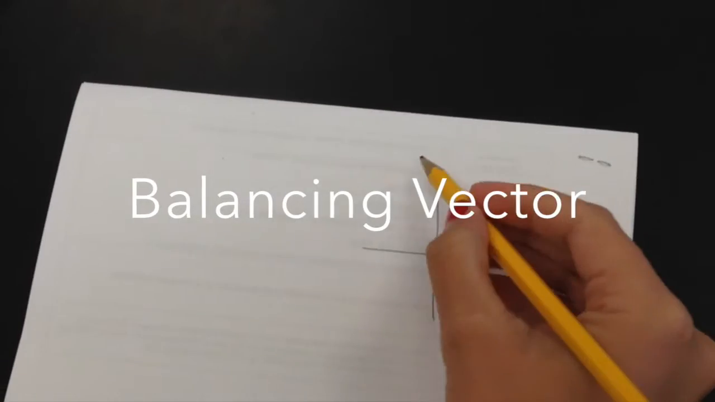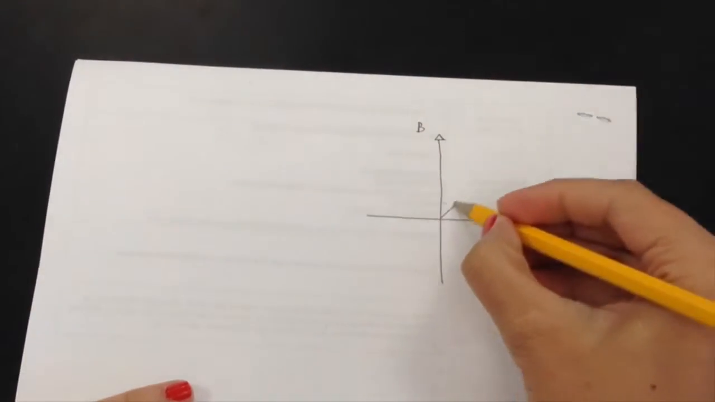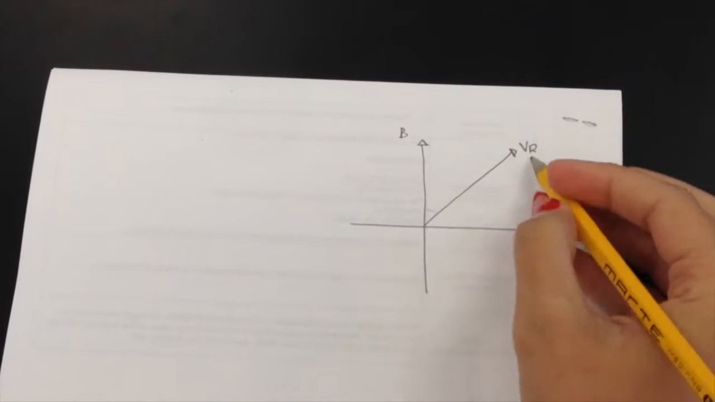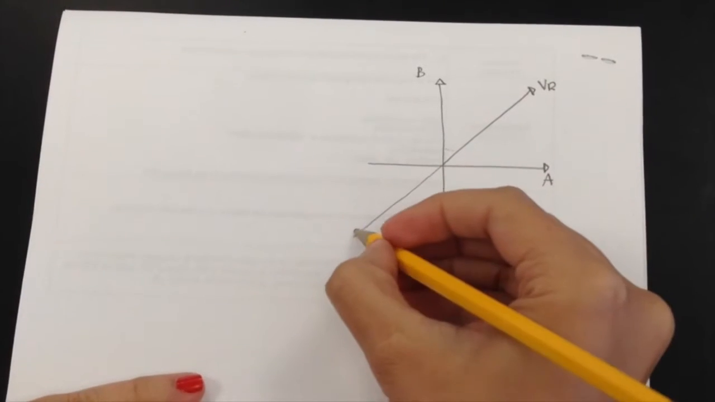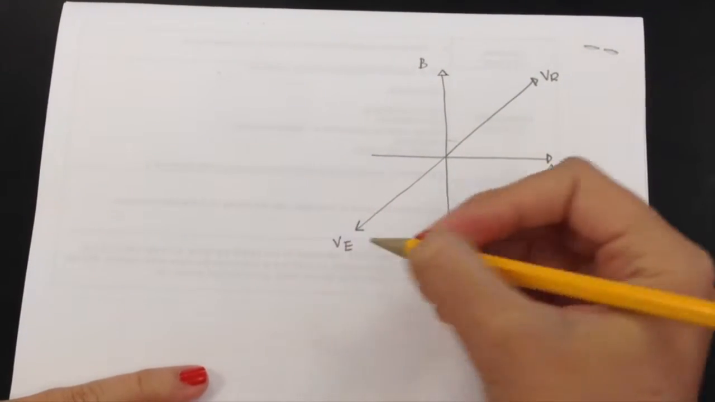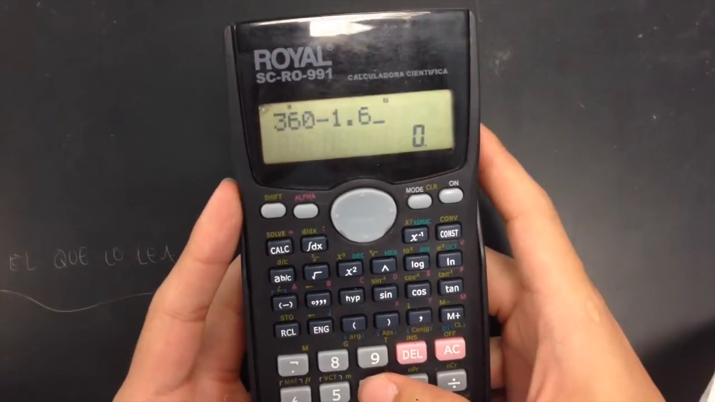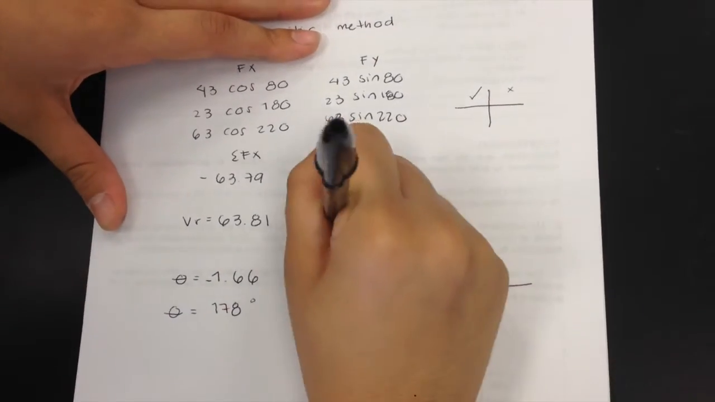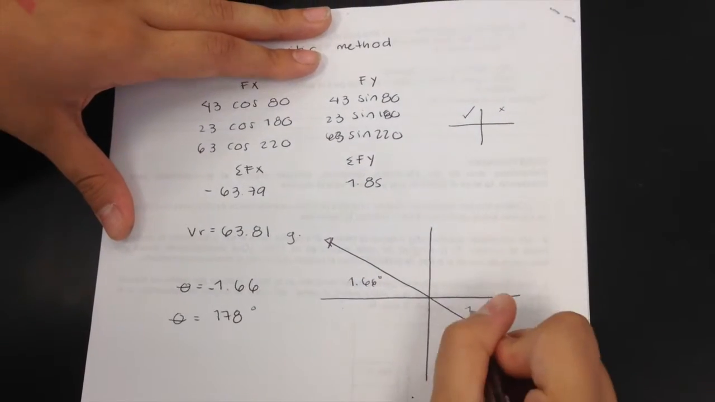For example, we have vector A and vector B. The final vector will be in the middle, and the balancing vector will be the contrary of the final vector. Therefore, it will be in the third quadrant. Because our final vector was in the second quadrant, our balancing vector will be in the fourth quadrant. Therefore, we will subtract the angle from 360.